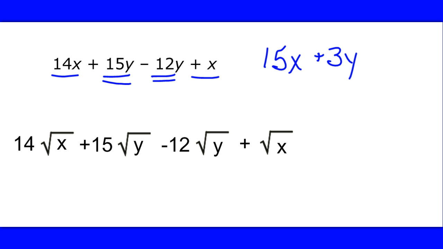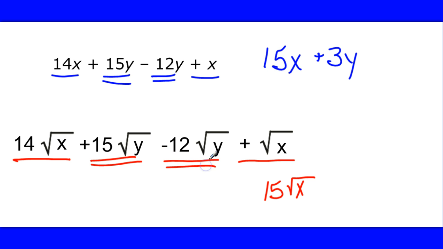The x's and the y's cannot add together because they're not like terms. Well, the same rule holds true with radicals. You can only add and subtract like radicals. So 14 radical x's plus 1 radical x would give you a total of 15 radical x. The like part does not change. 15 radical y's minus 12 radical y's would give you a positive 3 radical y. And that's just how easy it is.